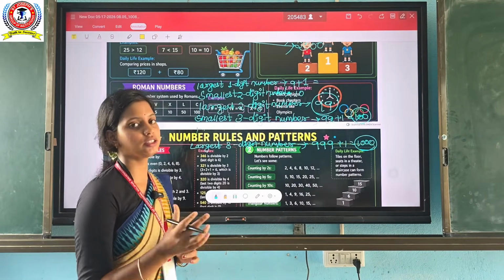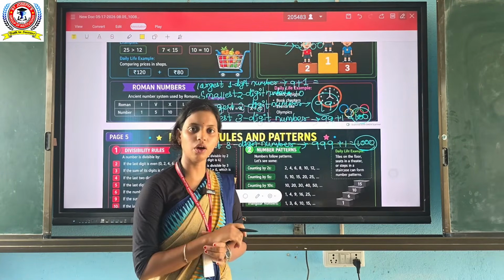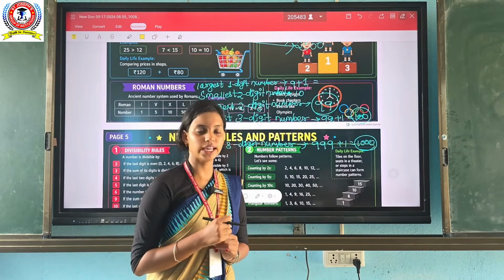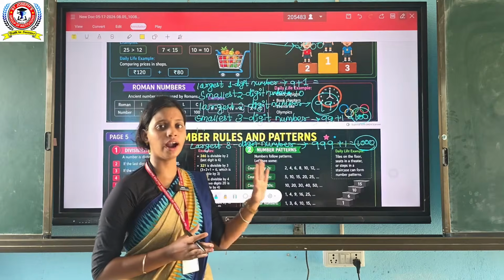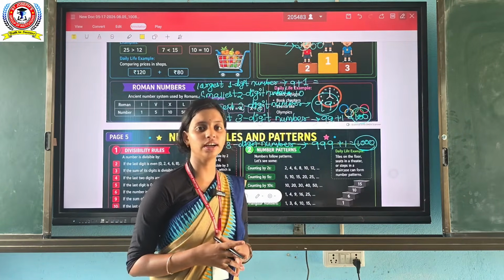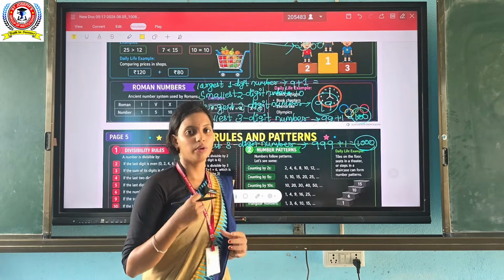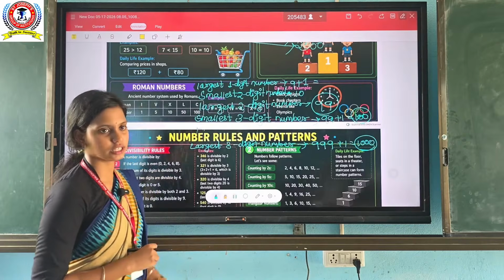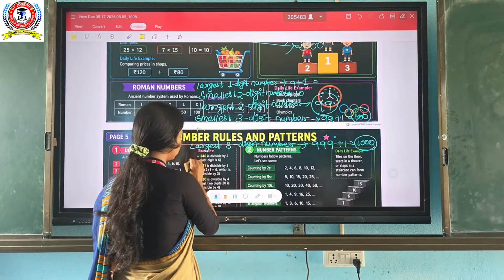Likewise, which one is the largest 4 digit number? 9999 is the largest 4 digit number. Okay, next, which one is the smallest 5 digit number? If I add 1 to the largest 4 digit number, means 9999, then we get the smallest 5 digit number, means 10,000. Okay, then which one is the largest 5 digit number?